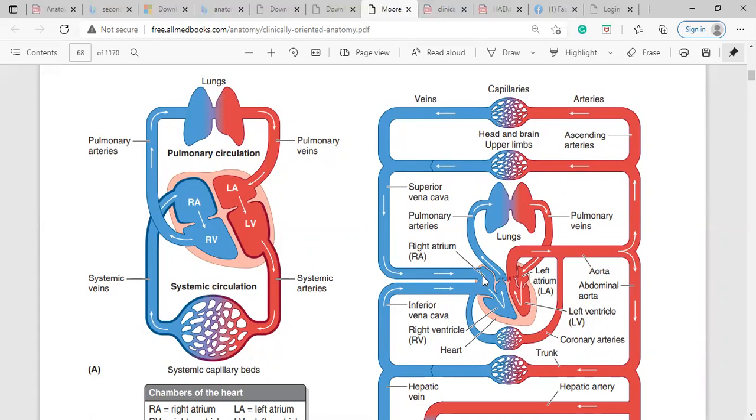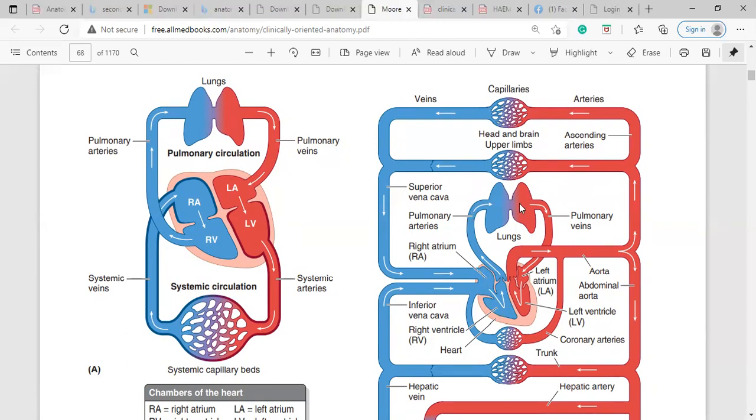From the right atrium, there is a valve here, which is called the tricuspid valve. We'll talk about this valve later when we are talking about the structure of the heart. So this valve opens and the blood enters the right ventricle. From the right ventricle, the blood is carried by an artery out of the heart, and that artery is called the pulmonary artery, which is the only artery that carries deoxygenated blood.